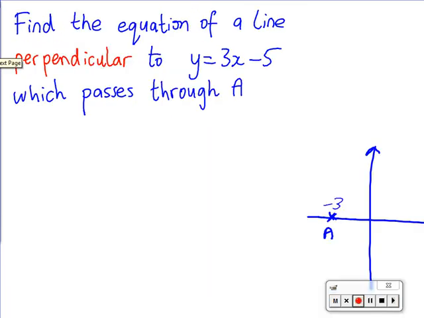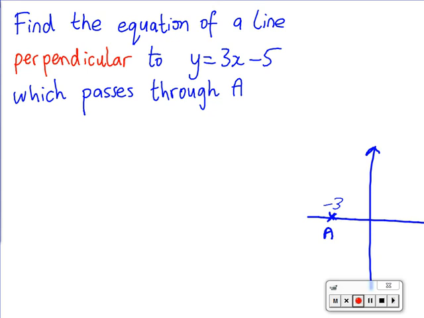This is the much awaited part 2 of this series of videos on parallel and perpendicular. The question this time obviously concerns perpendicular, which is helpfully written in red. We need to find the equation of a line perpendicular to y equals 3x minus 5, which passes through the point A, as indicated on the diagram. A couple of things then.